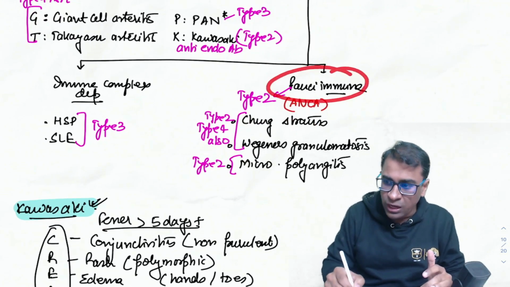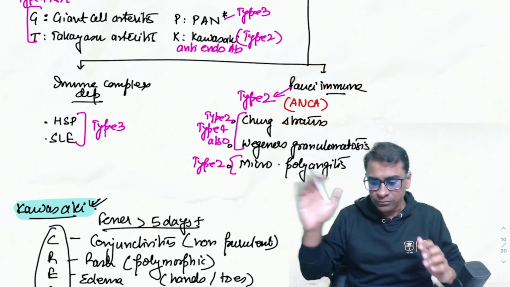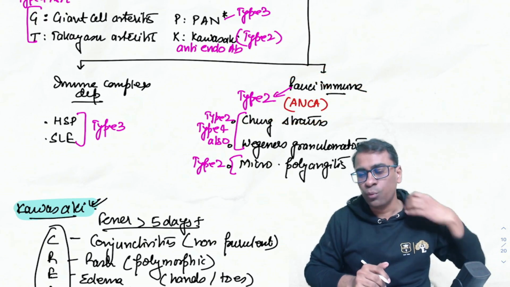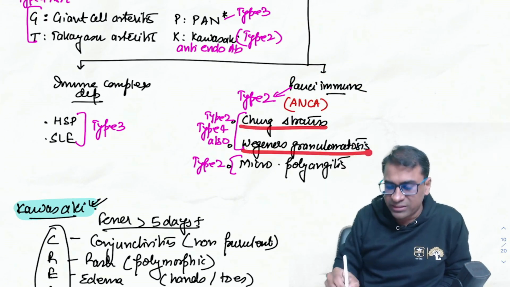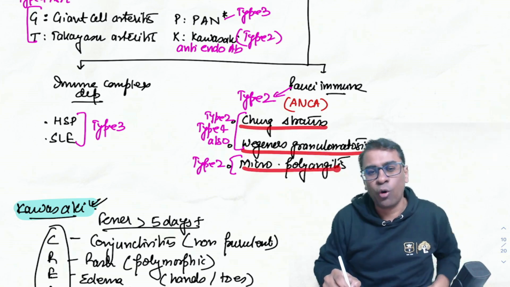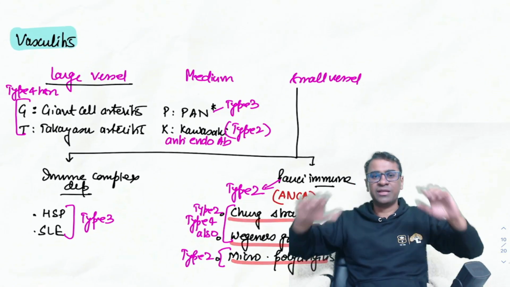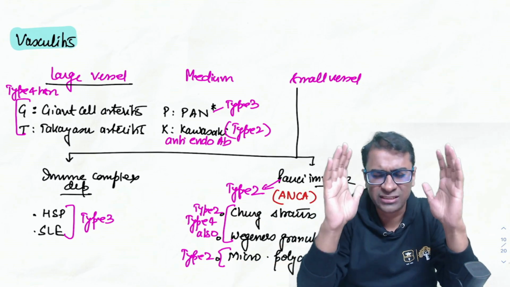And post-immune are the 3 of them, which is the ANCA. There are 3 diseases in ANCA: Churg-Strauss, Wegener's granulomatosis, and microscopic polyangiitis. So first, let's remember the names again. Remember one thing. Close your eyes and listen to me.